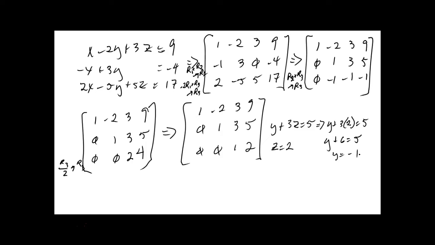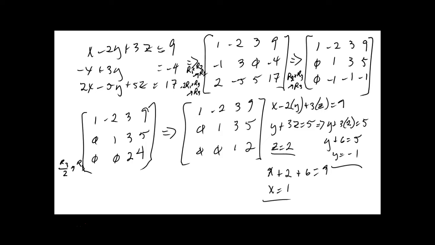The top row tells you that X minus 2 times Y plus 3 times Z is equal to 9. When you plug those in, X plus 2 plus 6 is equal to 9. So that would be X equals 1. All right, so X equals 1, Y equals minus 1, Z equals 2. This suggests that's your one and only solution, and let's see if it works.